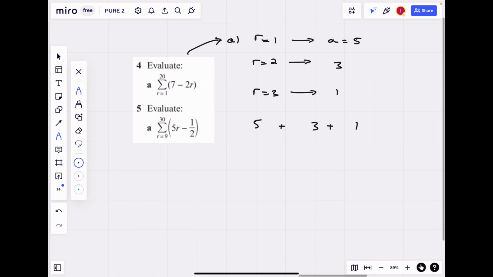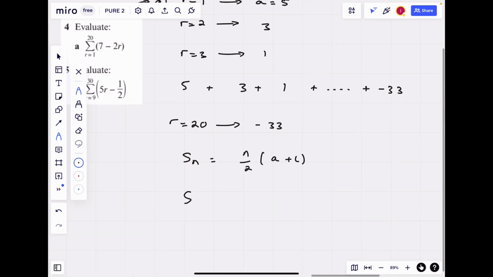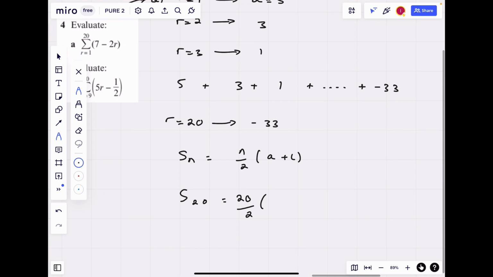Technically, if we wanted to, we can also work out the last term. R equals 20 will give us minus 33. So plus blah blah blah plus minus 33. The Sn equation is n over 2 bracket a plus L. Yeah, so there was the 2a plus n minus 1 d, and then there was the a plus L, provided you have or can work out the last value, the last term. So S20 equals 20 over 2 times 5 minus 33. That gives minus 280. If you used the other formula, it would still work. You should still get minus 280.